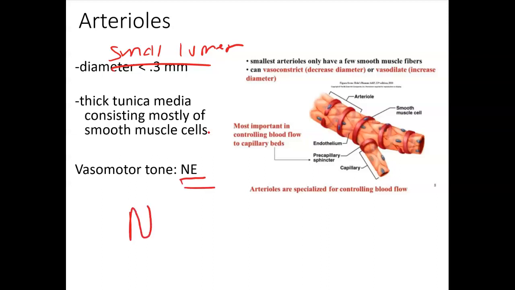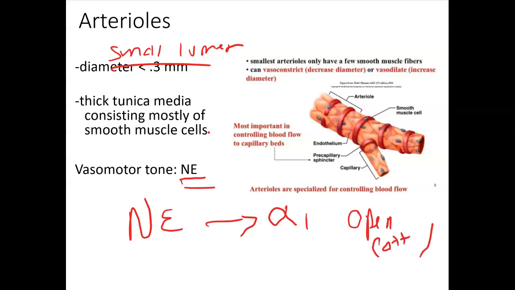So norepinephrine is released, and in smooth muscle, it binds to what's called an alpha-1 receptor. And when norepinephrine binds to an alpha-1 receptor, it actually is going to open calcium channels, which will make that muscle contract. So norepinephrine causes vasoconstriction. All of these arterioles are always getting some norepinephrine release, so they're always partially constricted. This will be important later when we talk about blood pressure.